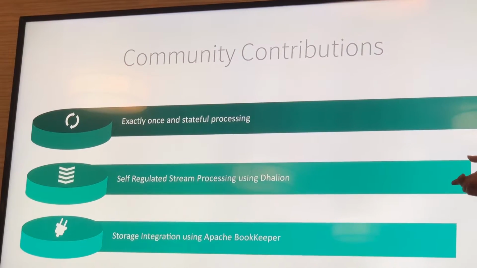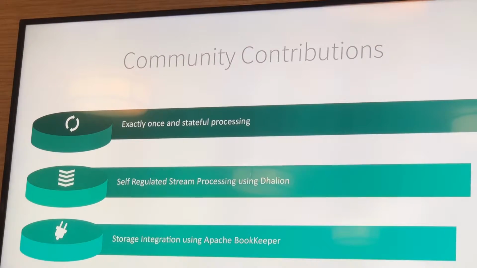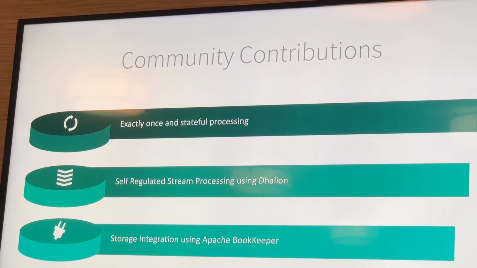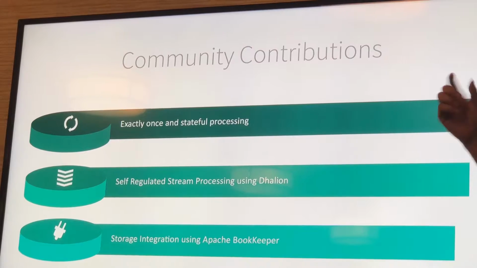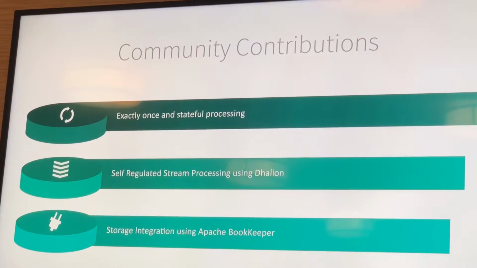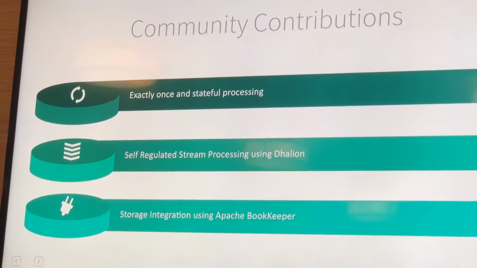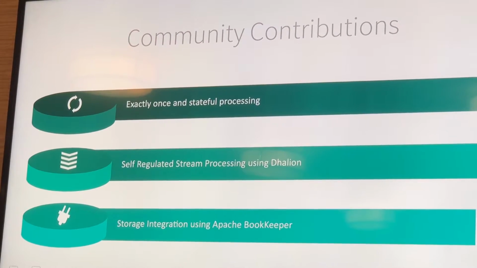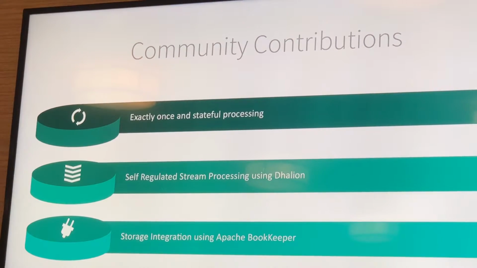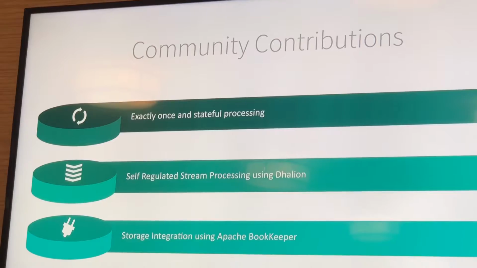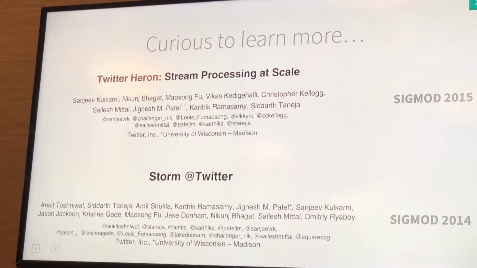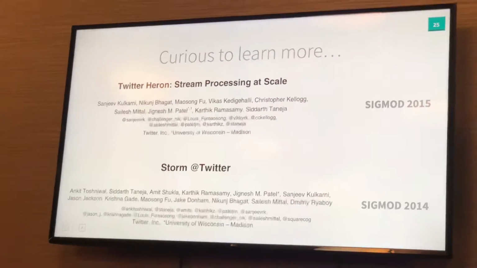Self-regulated processing. We have a monitoring system inside the topology. If Dhalion detects some issue inside a specific instance, we will try to resolve the problem by blocking the traffic or restarting the container. The last one is that we also have an integration using Apache BookKeeper for the storage. Those are just some examples of community work, and there will be more.